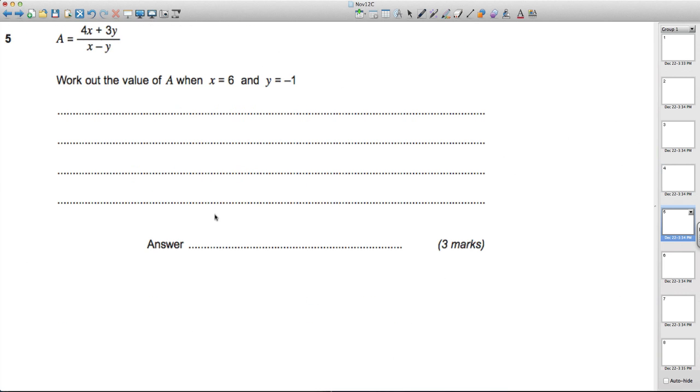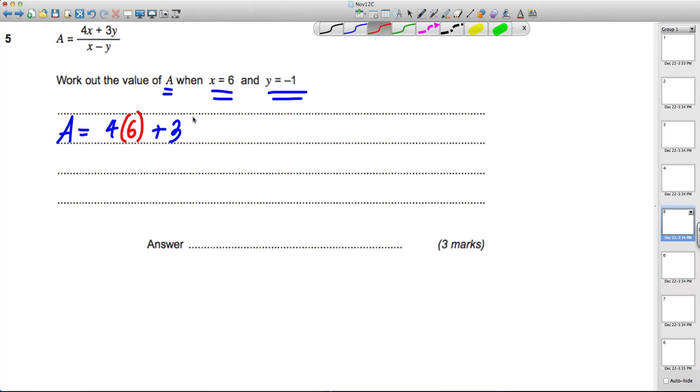Next question. Question 5. Work out A when x is 6 and y is -1. Right, I'm going to substitute in here and always substitute with brackets. I'm going to even substitute in a different colour pen here. 4 bracket 6 plus 3 bracket -1, all divided by 6, subtract, and this is why it's important, otherwise you'll make a mistake, -1.